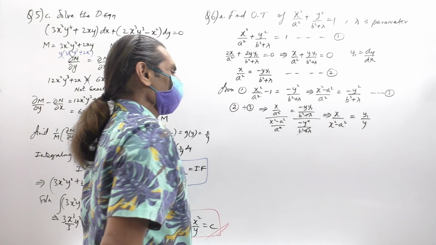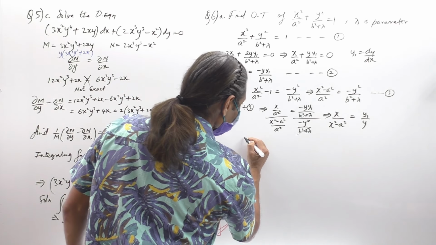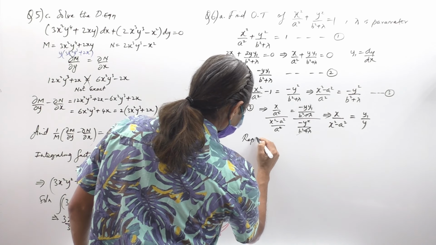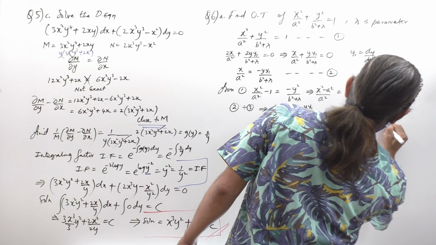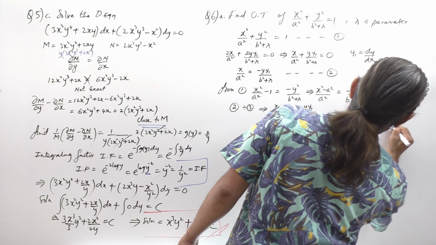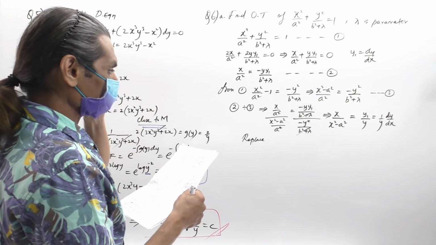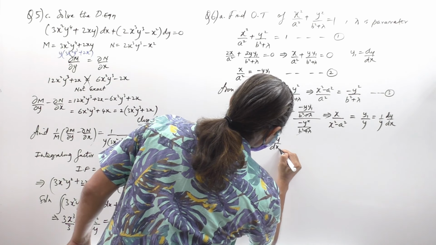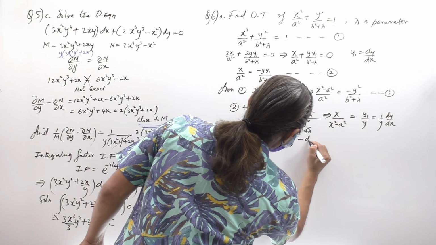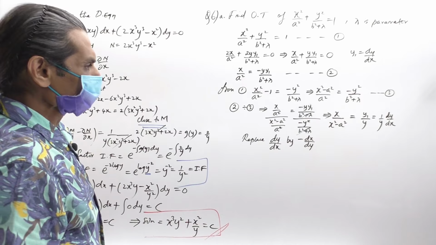Now the theory of orthogonal trajectories for Cartesian curves says to replace dy by dx. I'll take 1 by y as y1, now dy by dx, so it will be easy to solve. The theory of finding the OT for a Cartesian curve says replace dy by dx by minus dx by dy. Very important condition. So let's replace it here.